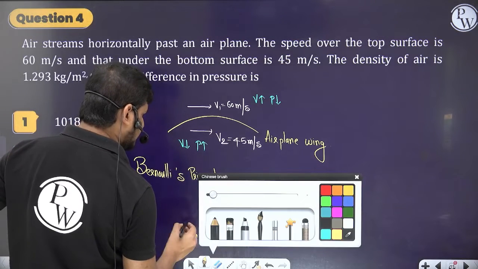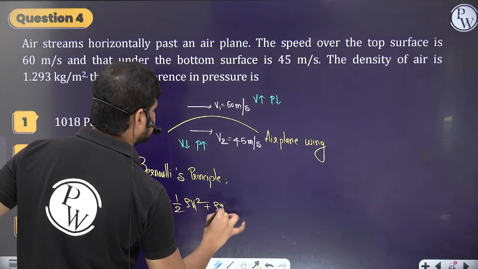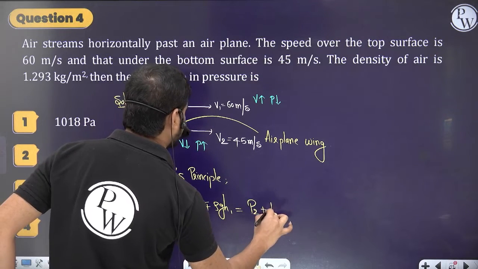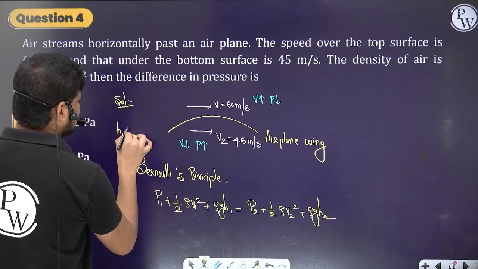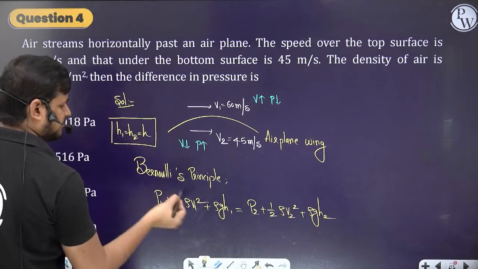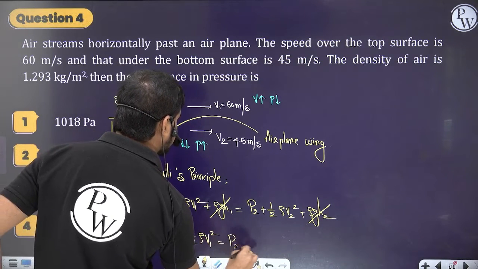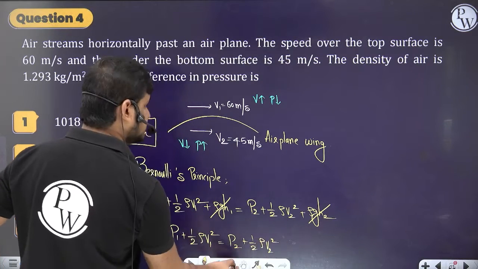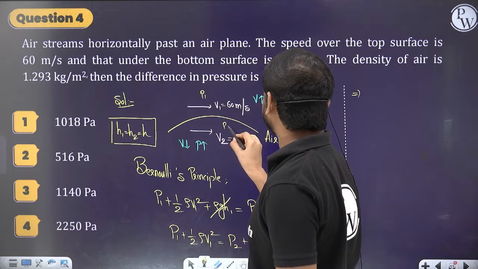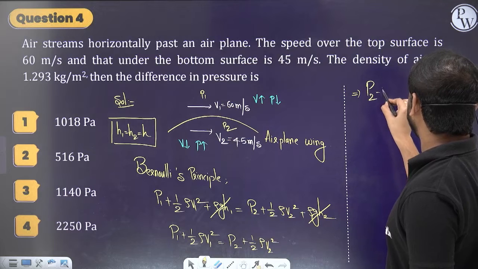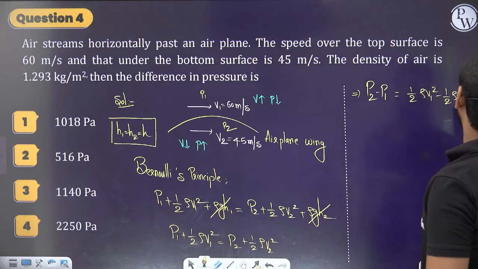So the formula that we can write for this question is P1 plus half rho V1 square plus rho g H1 is equal to P2 plus half rho V2 square plus rho g H2. For the plane wing, H1 is almost equal to H2, the same horizontal level, so you can cancel those terms. We have P1 plus half rho V1 square is equal to P2 plus half rho V2 square. Then substitute the values. Let the pressure at the bottom be P2 and at the top P1. So we write P2 minus P1, sending the other part to that side: half rho V1 square minus half rho V2 square.